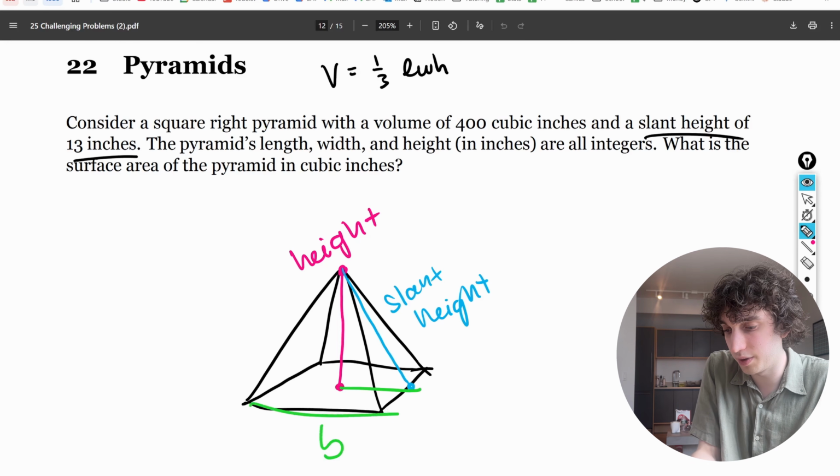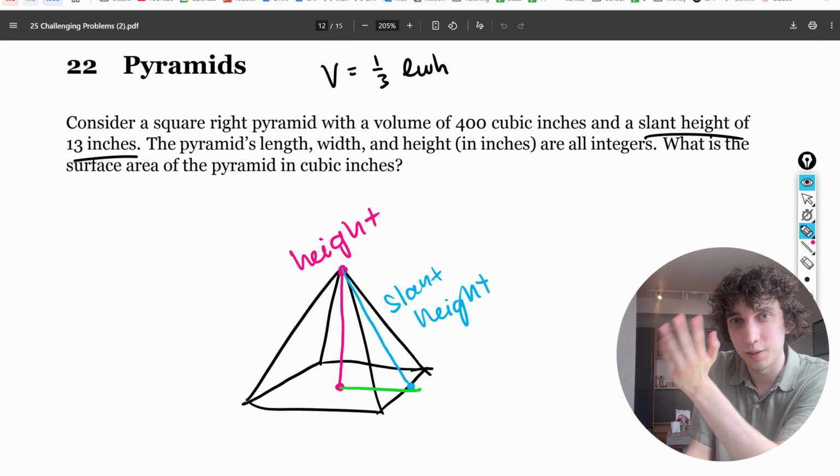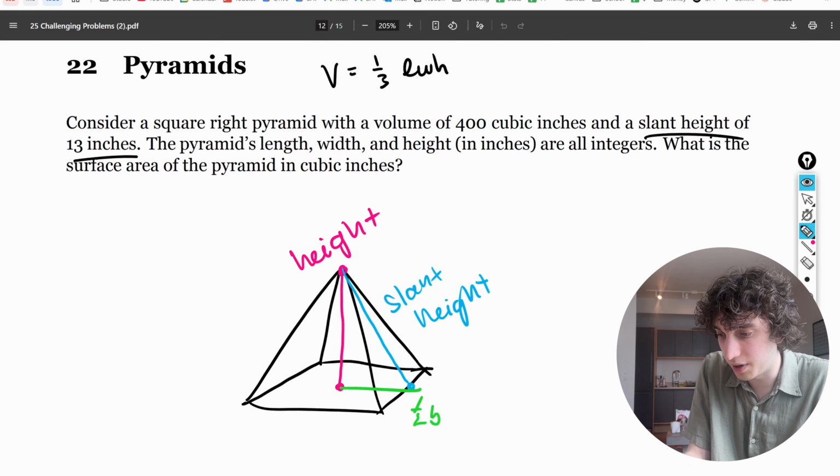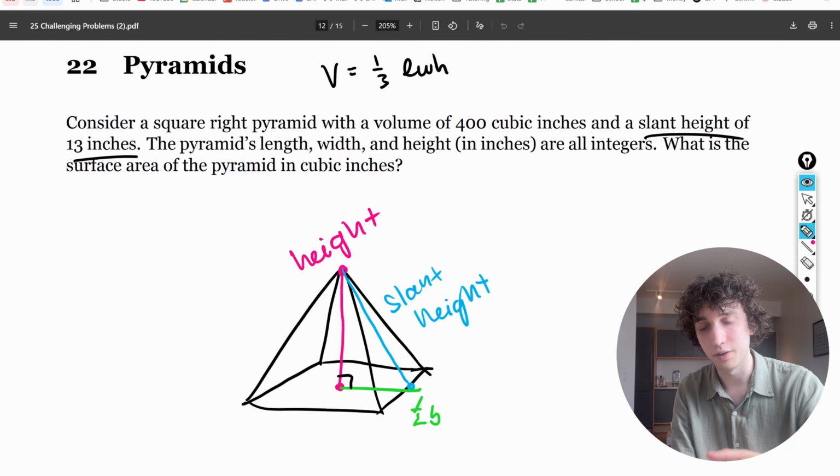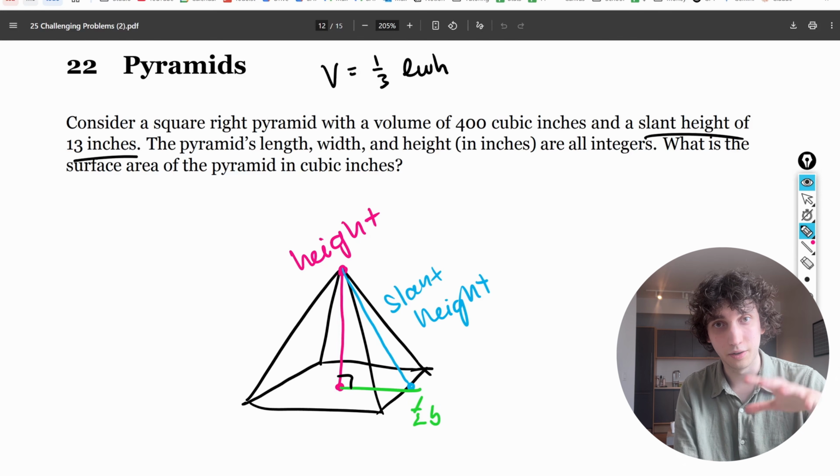So if this is your base, then the line that connects the bottom of the height to the bottom of the slant height would be 1/2 of the base. And this creates a nice right triangle that you can do the Pythagorean theorem with. So if you don't know this, you're cooked on every single pyramid problem. And if you do know this, you can at least start these problems.